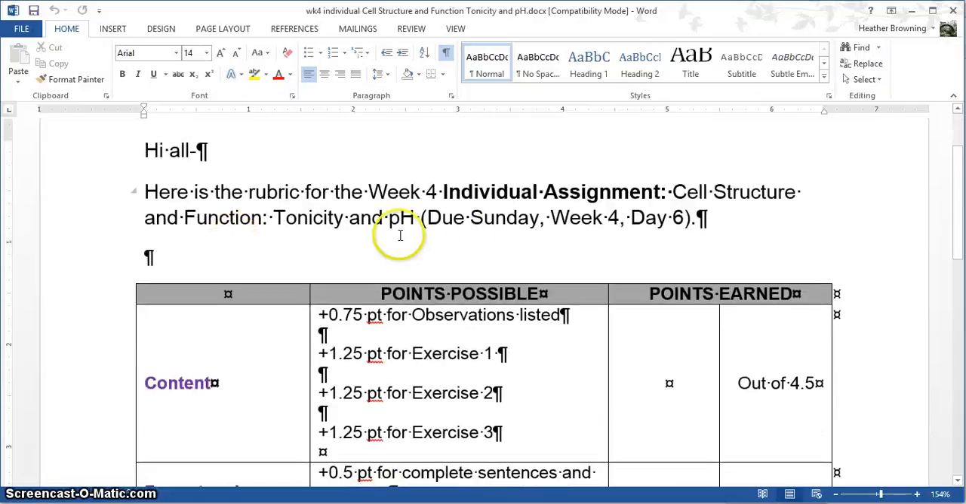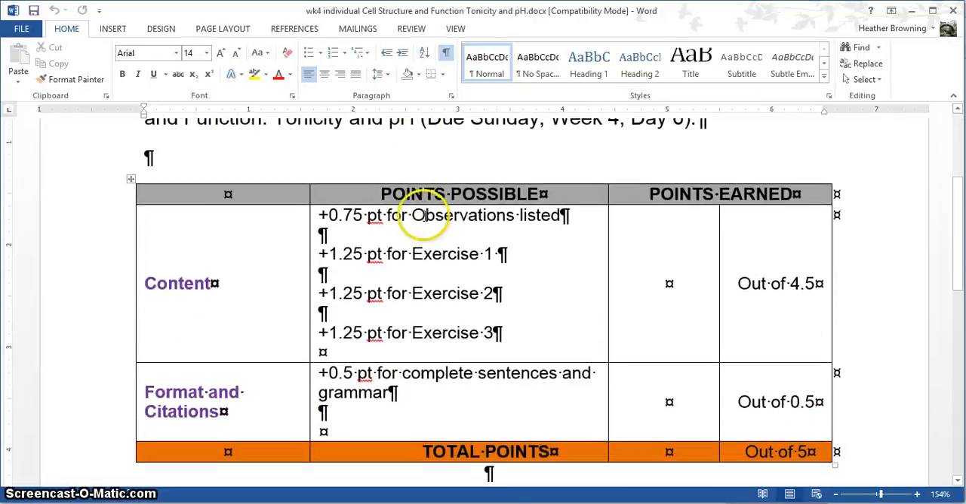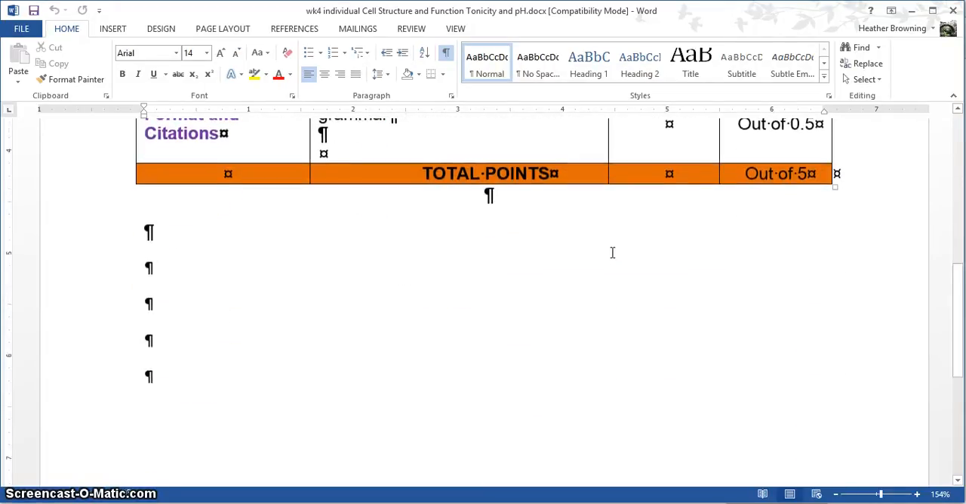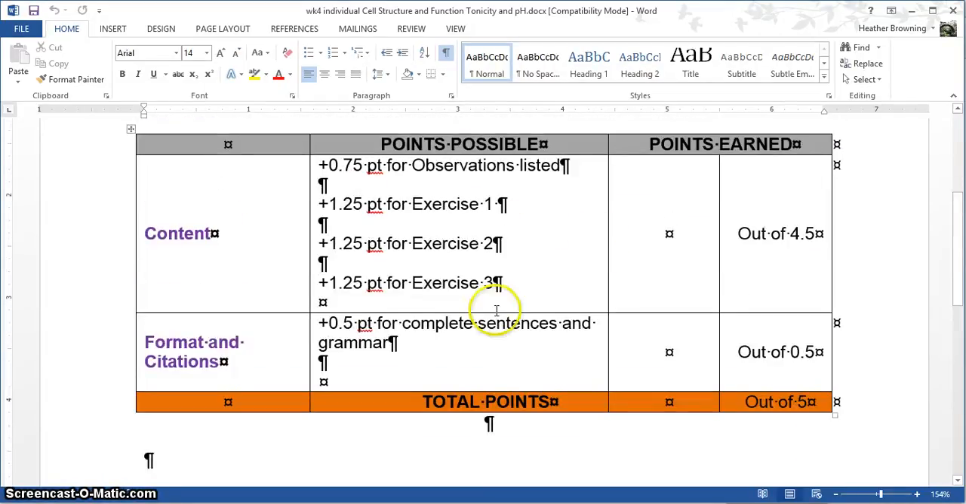So here's the rubric. As always, it's due on Sunday night. And you see that exercises are 1.25 each, observations is 0.75, and 0.5 for complete sentences, grammar, all that fun stuff. So I don't think you're going to need to cite anybody on this lab. And only 3 exercises, which hopefully isn't too horrible. I hate it when they get down to like 4 and 5. You're just like, oh. But then some of the hardest labs don't have very many at all. So let's go look at the formatted version.